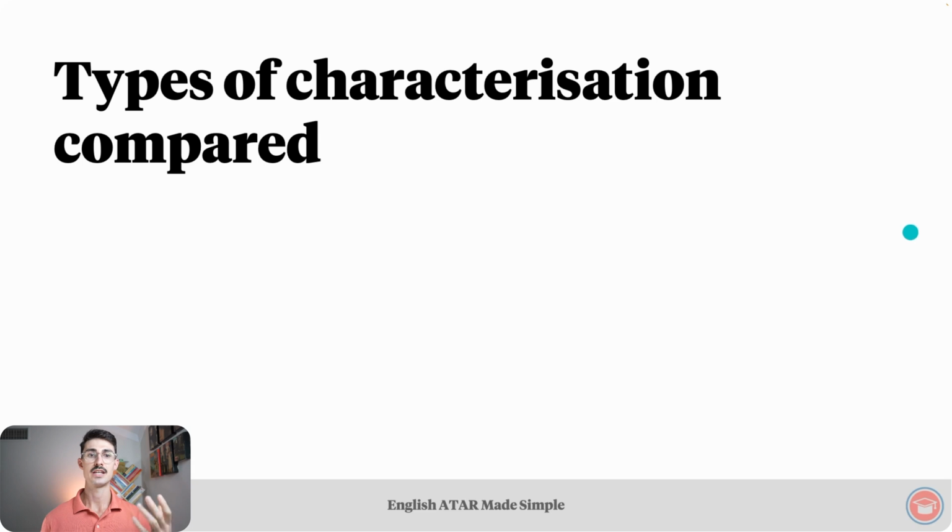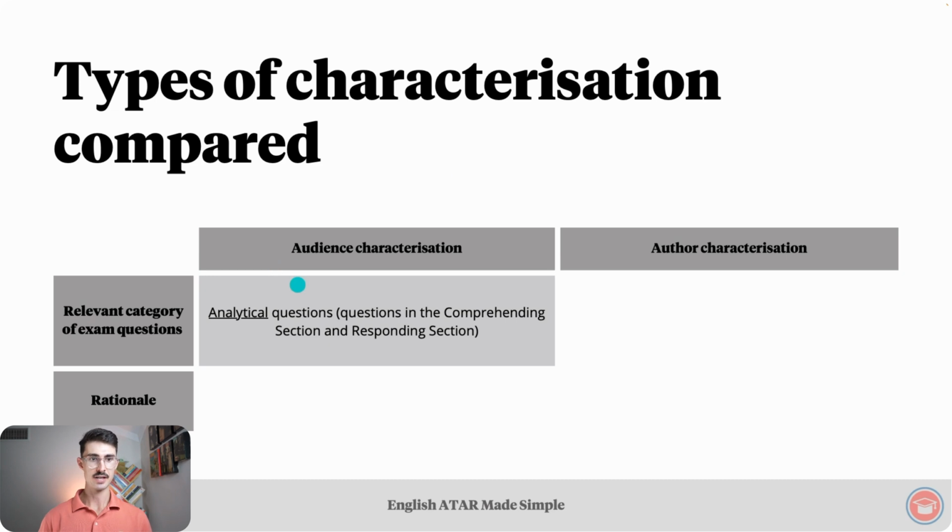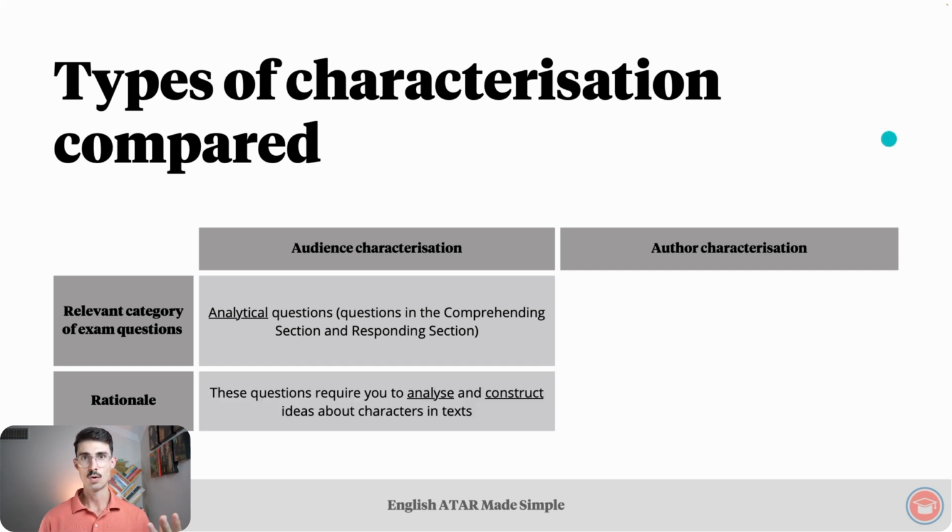Moving on to the types of characterization compared. As we can see in this table, each type of characterization is relevant to a different category of exam question. By this stage, we know there are two categories of exam questions, analytical and creative. Audience characterization is relevant to analytical questions, which come from the comprehending section of the exam and the responding section of the exam. Why is that?